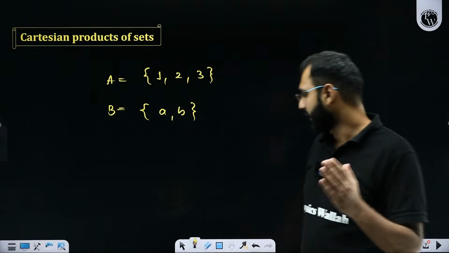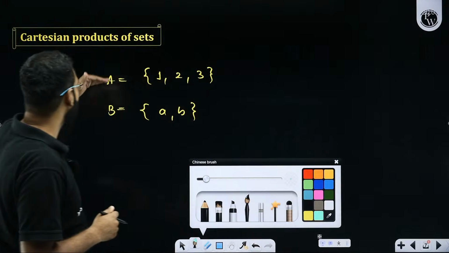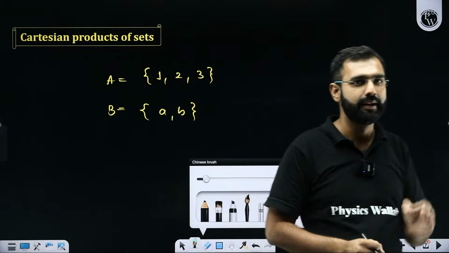Now, when I say Cartesian product of two sets, can somebody tell me in the comments what is the meaning of Cartesian product and how will you write the Cartesian product of A and B? Can somebody tell me in the comments?